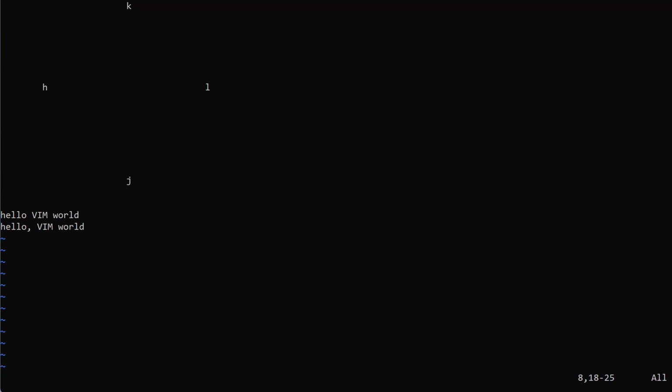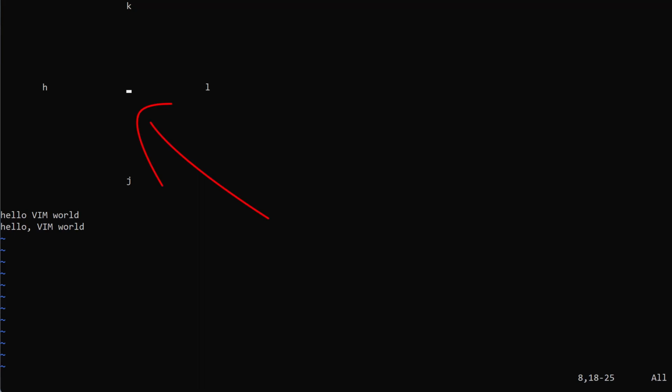Usually we use the arrow keys to move around in our editor, but VIM provides some letters to do that: H, J, K, and L. With H you will move left, with K you will move up, with J you will move down, and with L you will move to the right. So let's play with that.